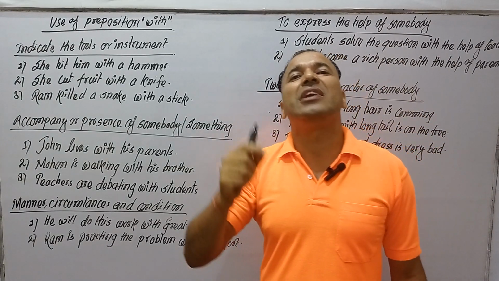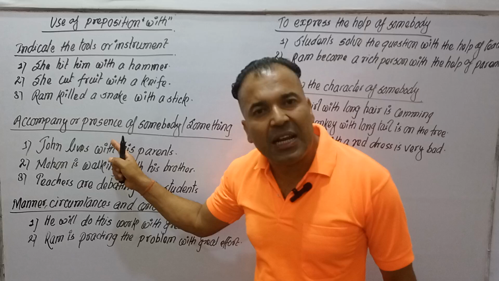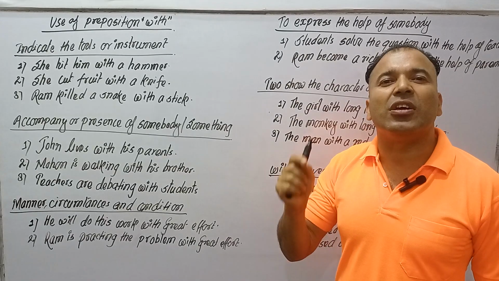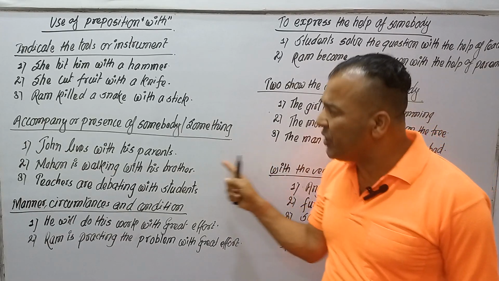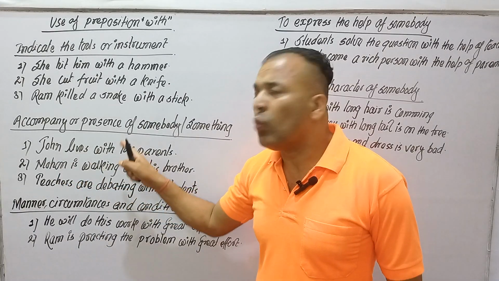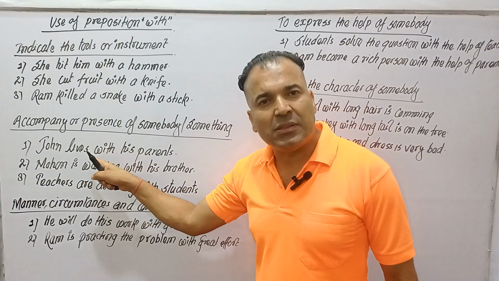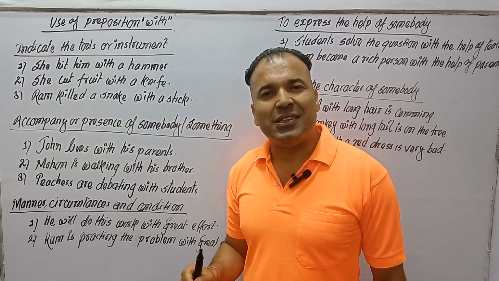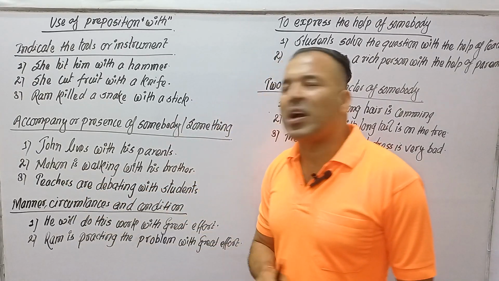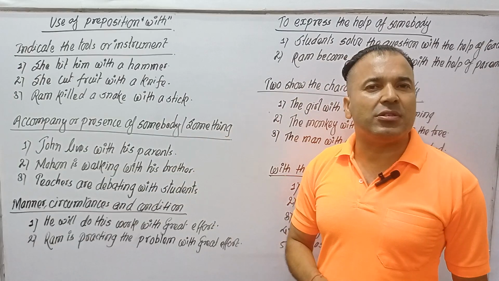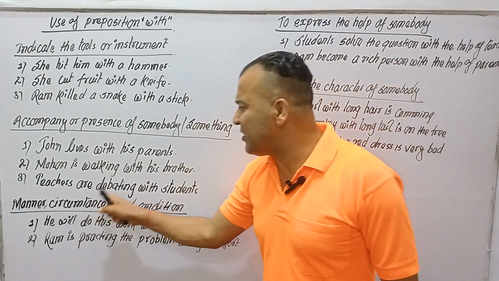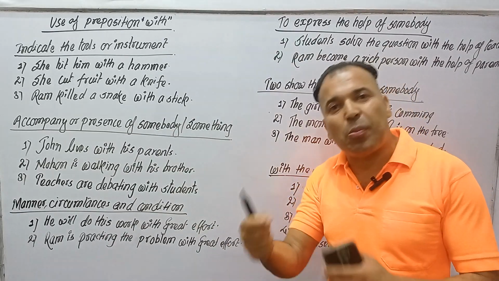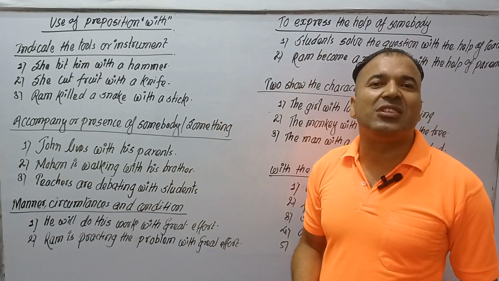Accompaniment or company to others, presence of somebody or something. In this condition, we have to use with. John lives with his parents, accompanying. Mohan is working with his brothers, accompanying. Teachers are debating with the students, accompanying, or presence with the teacher and students.